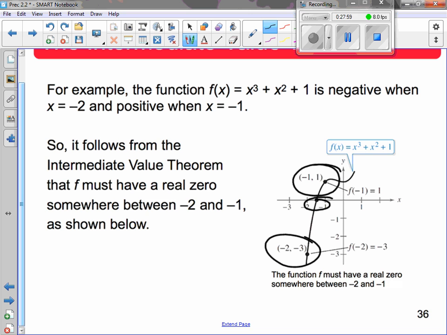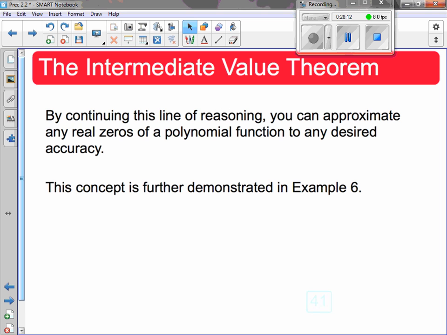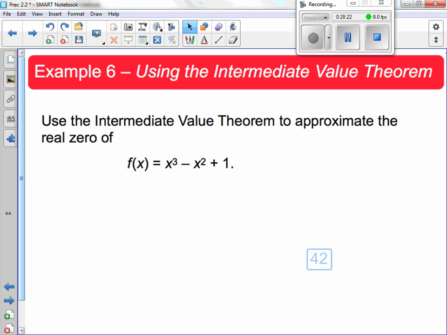So it follows from the intermediate value theorem that f must have a 0 somewhere between these two points, because it has to cross the x-axis. There has to exist a point between these two points that crosses it. By using this reasoning, you can approximate any of them. We can start making smaller and smaller intervals, getting closer and closer to where that is. These are approximate applications of the intermediate value theorem.